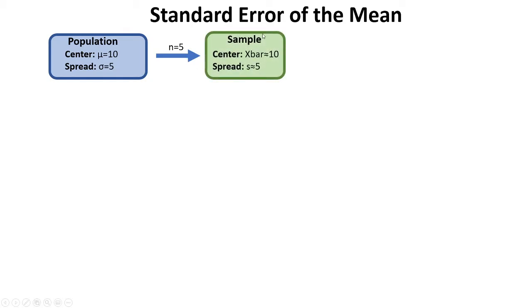So let's talk about a sampling distribution. It's a very important thing to understand. So if we have a population with a mean of 10 and a standard deviation of 5, and we take a bunch of samples, and in each sample we have 5 data points. And for each of those samples, you'll have an x bar, which is a measure of the mean of the sample, and you'll have the standard deviation of the sample s. And so using the population mean and the population standard deviation, we can calculate this standard error of the mean.